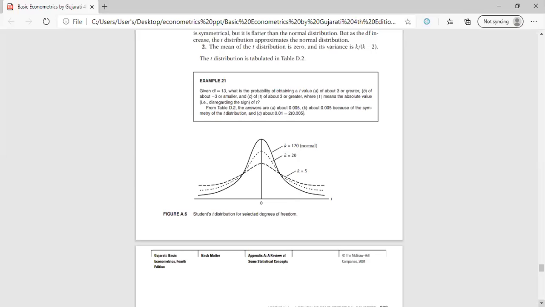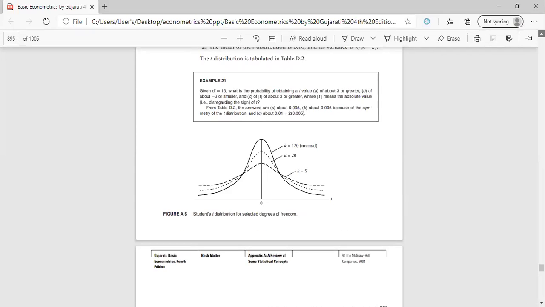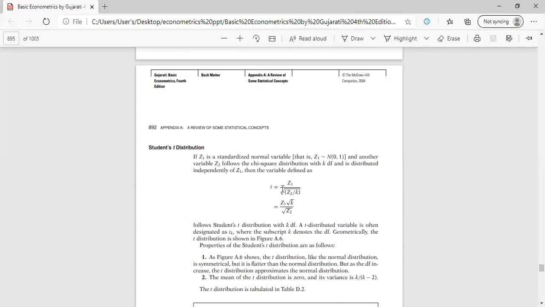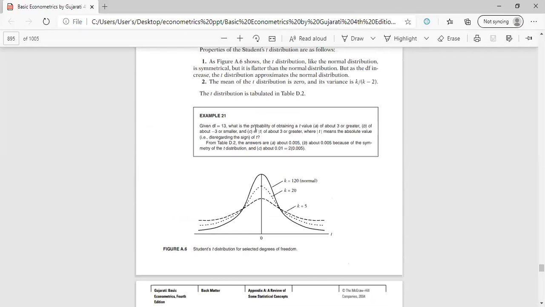So T is a ratio between a Z and the positive square root of a chi-square. The formula, no worries about formulas. What we need is for you to have a sense of what this distribution looks like, the density function.